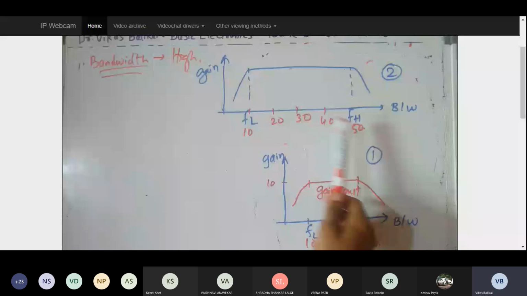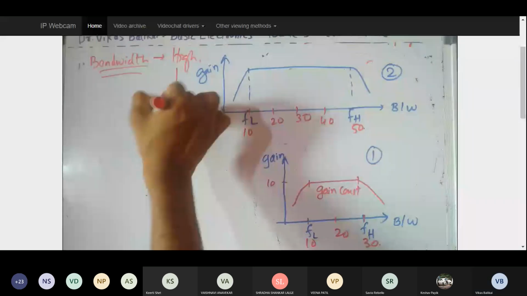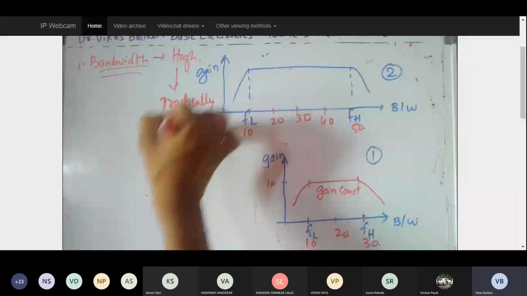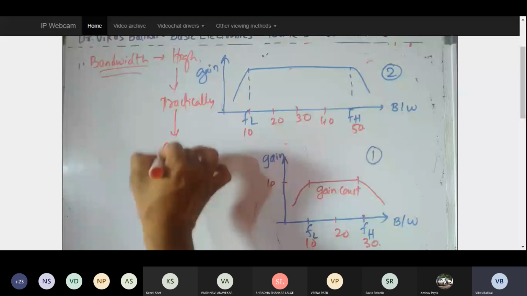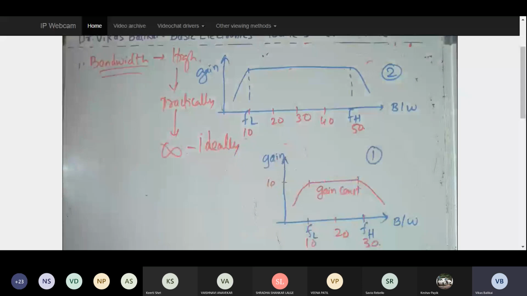Practically speaking, this is practically. Ideally, this should be infinite. Infinite means whatever input signal you give, whatever the frequency, the op amp should be able to amplify. That's what I say ideally, which is not at all possible.